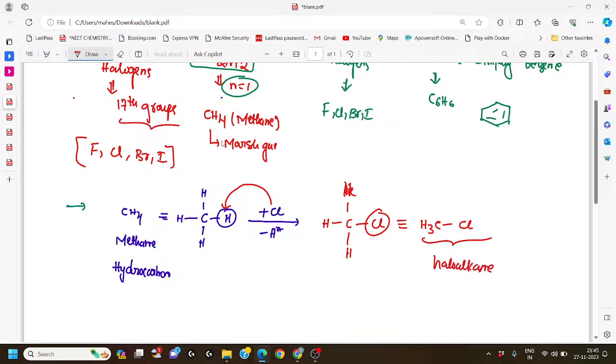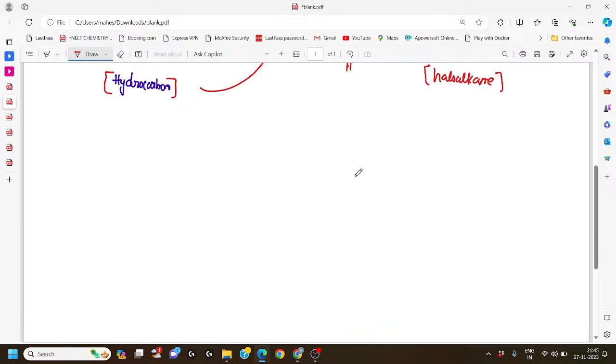haloalkanes. This type of compounds are called haloalkanes. I hope what is meant by haloalkanes is clear to you. It's simply the replacement of one hydrogen from a hydrocarbon by halogens that is called haloalkanes. Now let us try to understand what is meant by haloarenes.